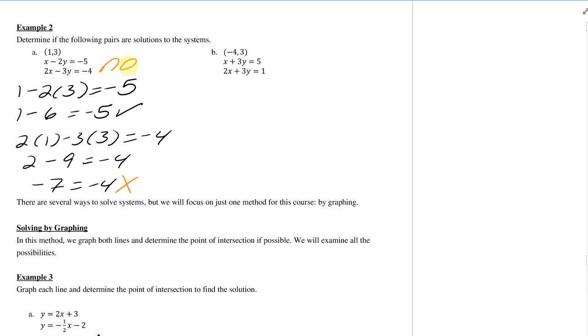So this is kind of why you have to be careful when you do this. This actually illustrates the perfect point that you need to be aware of. You could have that solution work in one equation but not the other, and if it doesn't work in both, then it's not a solution.